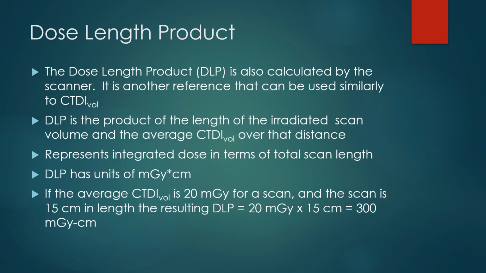The dose length product, or DLP, is calculated by the scanner. DLP is the product of the length of the irradiated scan volume and the average CTDI-VOL over that distance. It represents integrated dose in terms of total scan length. The unit for DLP is milligray centimeters. It's the CTDI-VOL in milligray multiplied by the length of the scan in centimeters. If the average CTDI-VOL is 20 milligray for a scan, and the scan is 15 cm in length, the resulting DLP is 20 milligray times 15 cm, or 300 milligray centimeters.